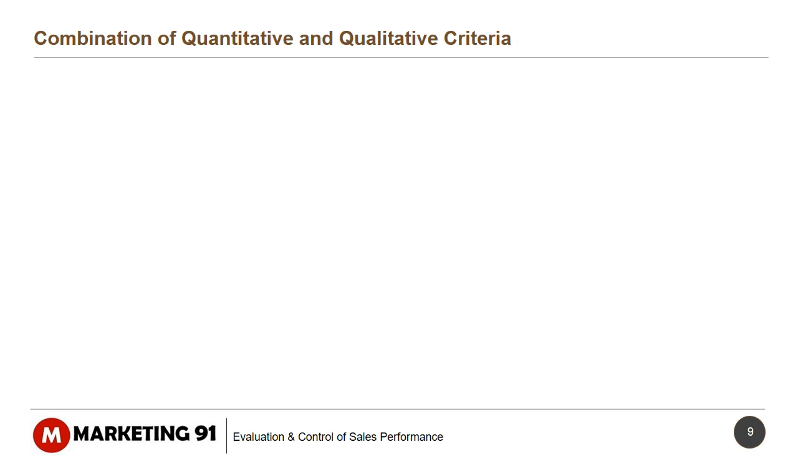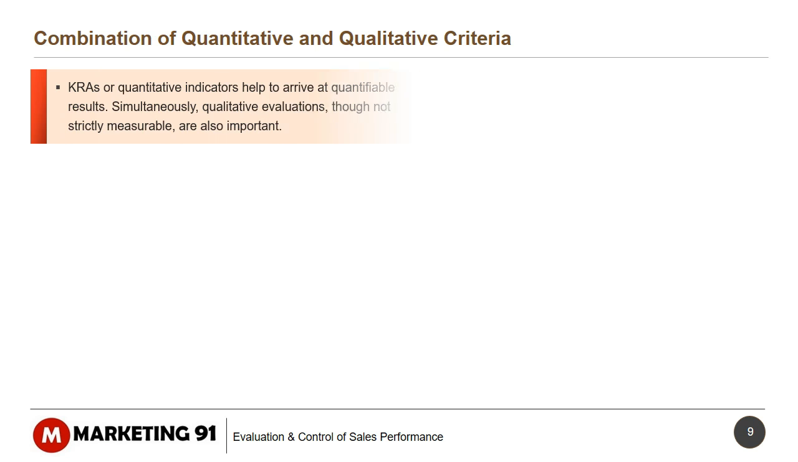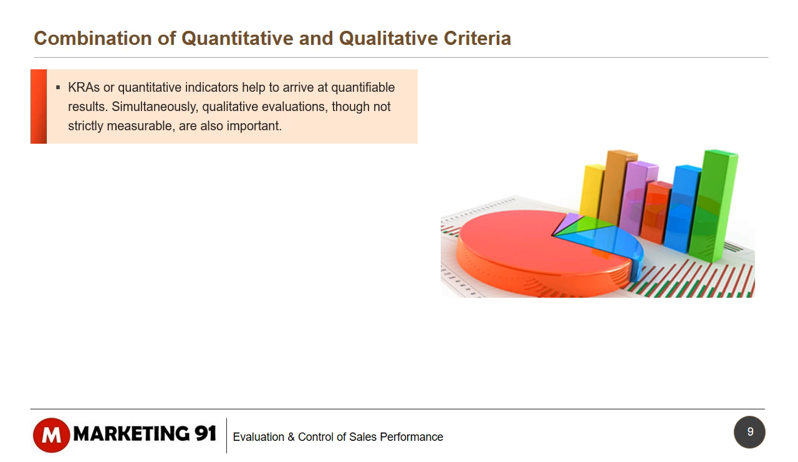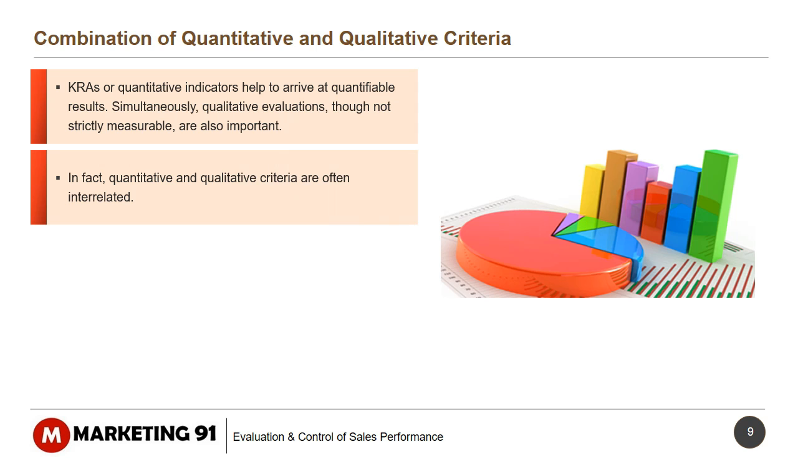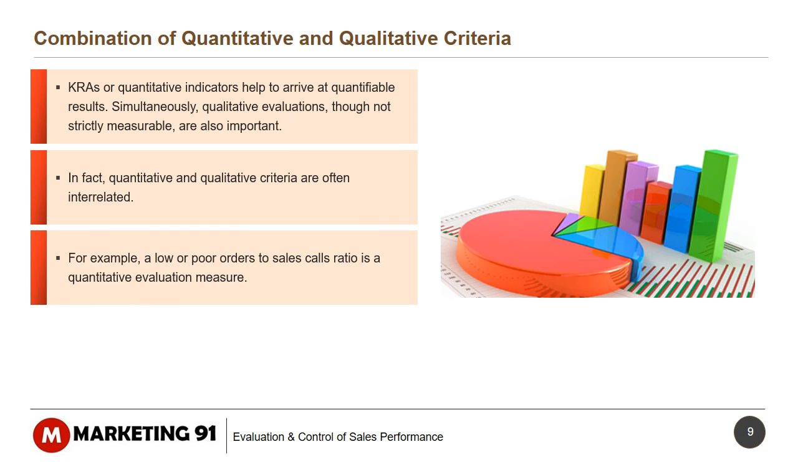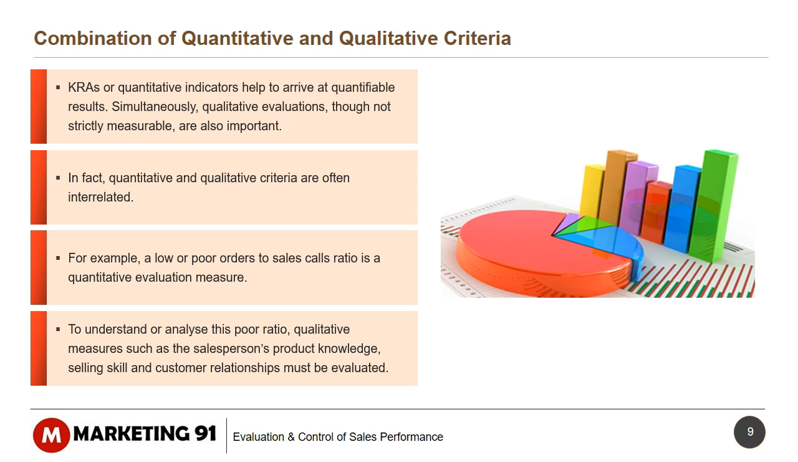Combination of quantitative and qualitative criteria. KRAs or quantitative indicators help to arrive at quantifiable results. Simultaneously, qualitative evaluations, though not strictly measurable, are also important. In fact, quantitative and qualitative criteria are often interrelated. For example, a low or poor orders to sales call ratio is a quantitative evaluation measure. However, to understand or analyze this poor ratio, qualitative measures such as the salesperson's product knowledge, selling skill, and customer relationships must be evaluated.